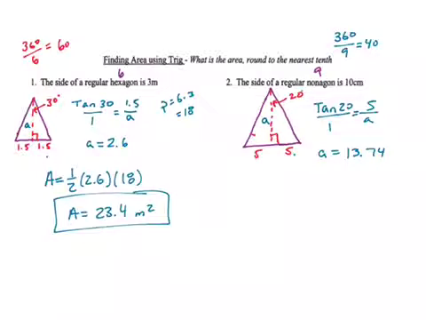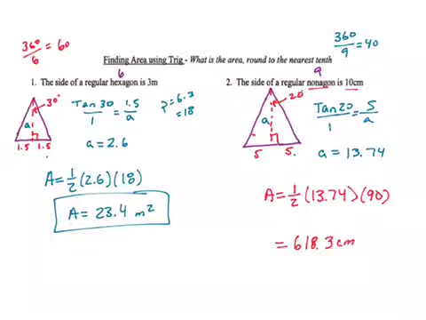So now that I know the apothem, I can find my area. Area equals 1/2 the apothem times the perimeter. Well, perimeter, it's 9 sides, every side is 10, so that would be a perimeter of 90. And then I'll multiply this out, and I get the area for this shape to be 618.3 centimeters squared.